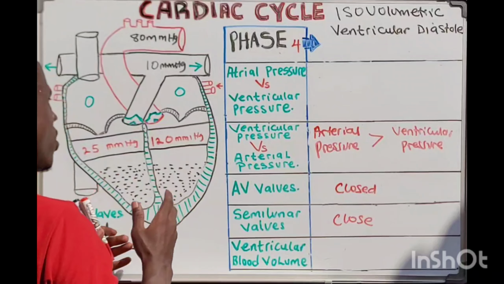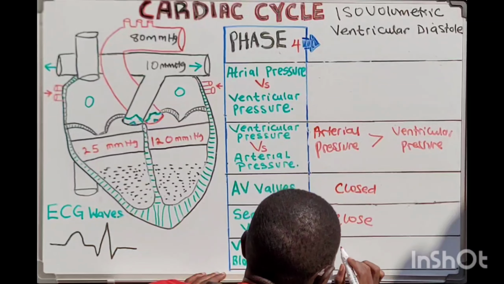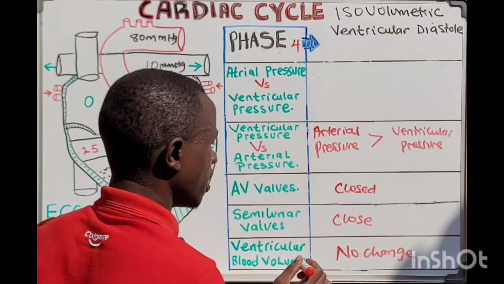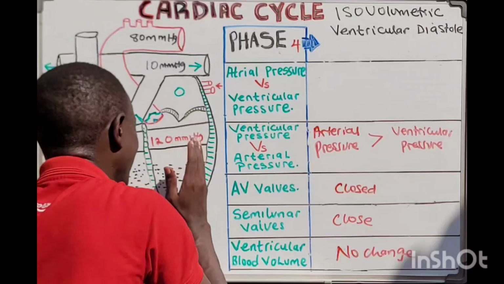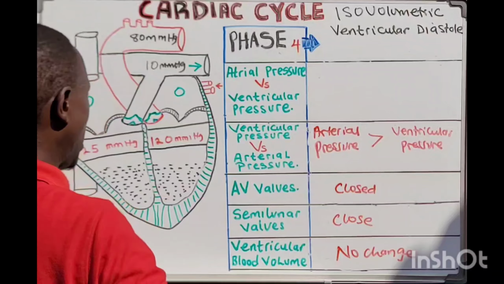Do we expect any change in the ventricular blood volume? There is not going to be a change in the ventricular blood volume. So now there is no change in what we call ventricular blood volume. There is nothing coming back, and there is nothing leaving during the isovolumetric ventricular relaxation.